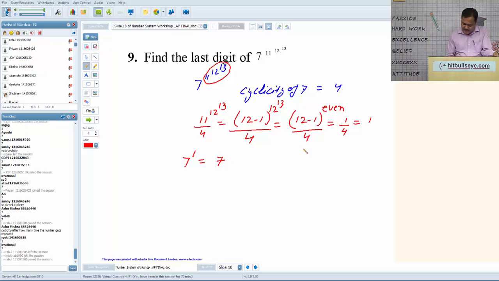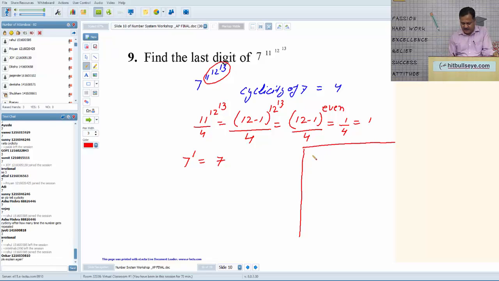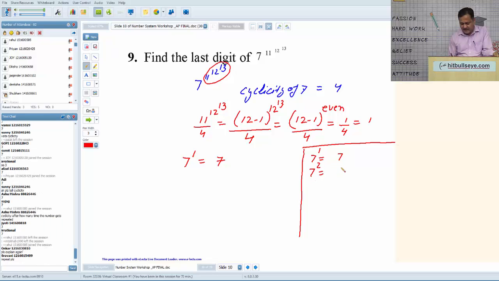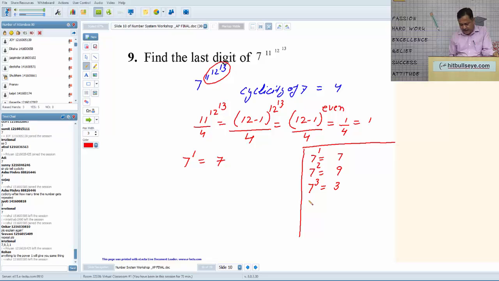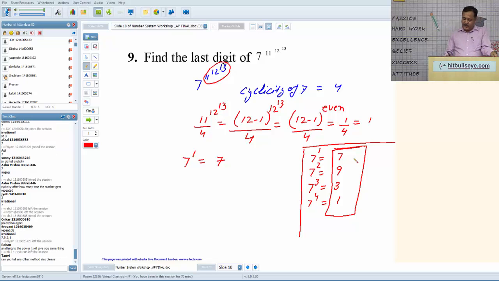Cyclicity basically means after how many steps 7 is repeating its unit digit. Like we can say that 7 raised to 1 is 7, last digit 7. 7 squared is 49, last digit would be 9. 7 cubed is 343, last digit would be 3. And 7 raised to 4 is 2401, that means the last digit is 1. Whenever 1 comes, that means the cyclicity ends. So our cyclicity is 4, that is 7, 9, 3, 1.